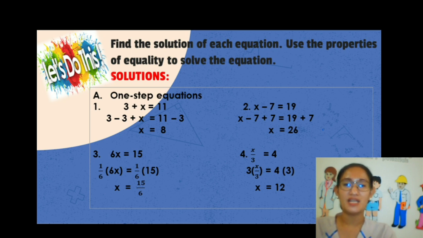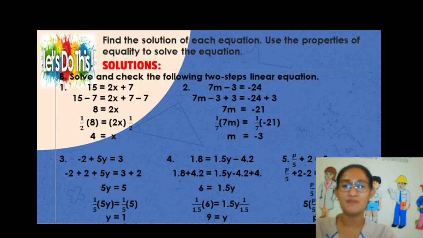Number 3, 6x equals 15. We will multiply by 1/6 to eliminate the 6 and remain with x, which is x equals 15 over 6. Number 4, x over 3 equals 4. We will multiply both sides by 3 to get x, which is 12. Did you find 1 to 4 correctly? Very good. Let's have letter B.